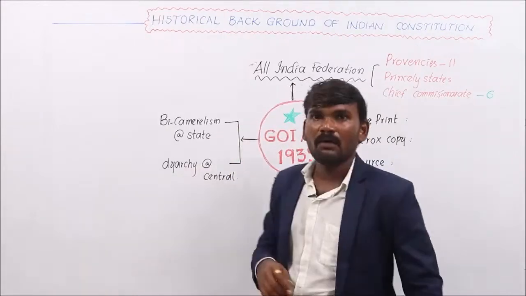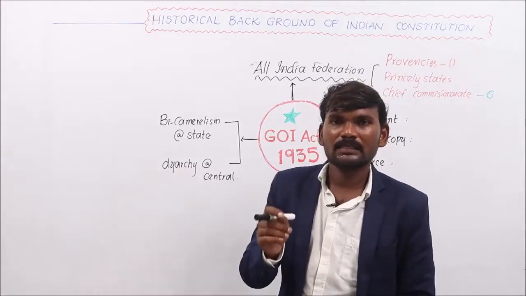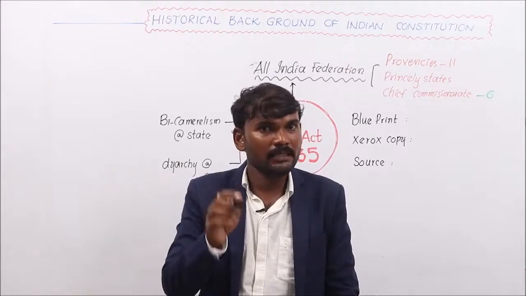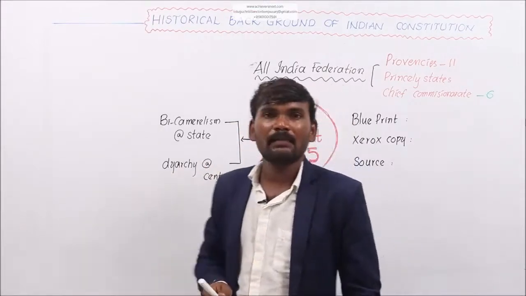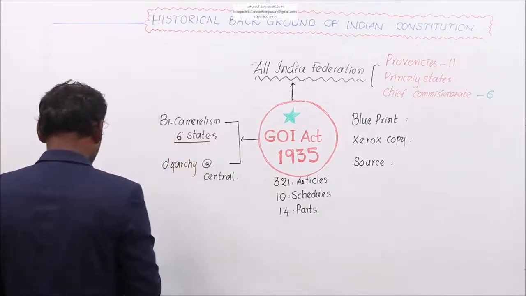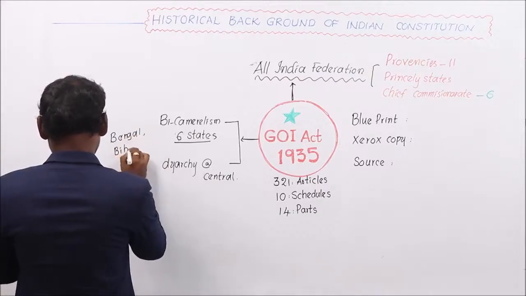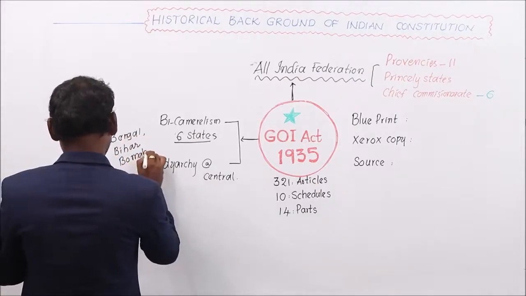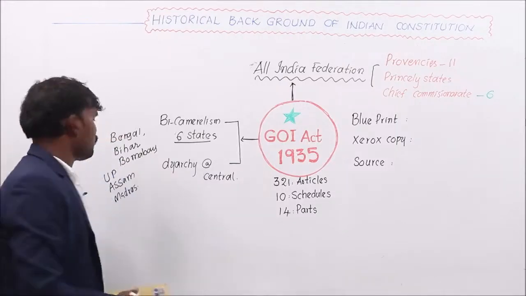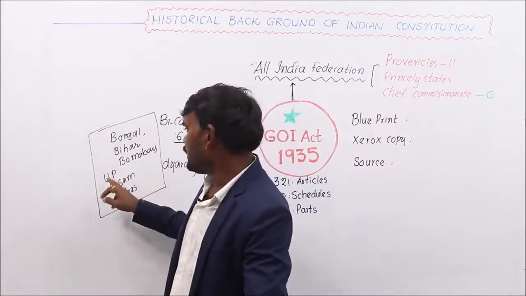So there are 11 provinces in India, and of these, in 6 provinces bicameralism was introduced. You know bicameralism? A legislature system consisting of 2 houses, an upper house and a lower house, is known as bicameralism. The concept was introduced by the 1919 Act at central level, but by this Act the same bicameralism was introduced at 6 states out of 11. Those were Bengal, Bihar, Bombay, United Provinces, Assam and Madras.